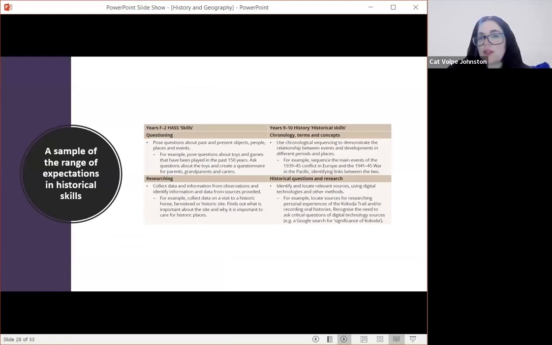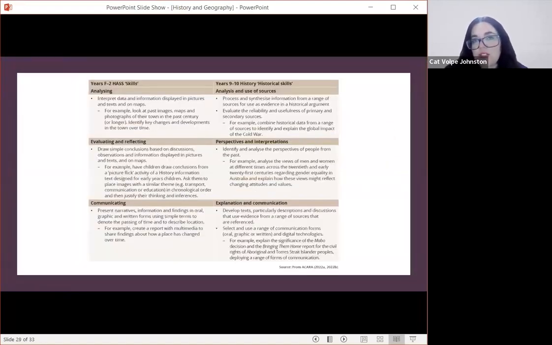So some examples of the types of skills that students need to learn. Students need to learn chronology, terms, and concepts. And this is where students are sequencing different events in the past, and they're also learning those concepts and what they mean across different topics. Students are also looking at researching, that's a skill, being able to research parts of history, understanding what sources are relevant, how to find them, and also using digital technologies to locate these different sources.